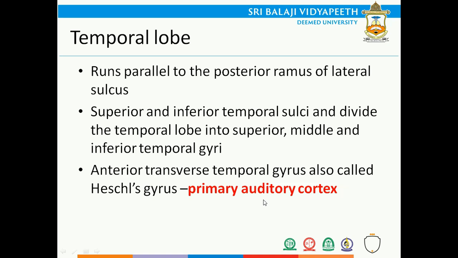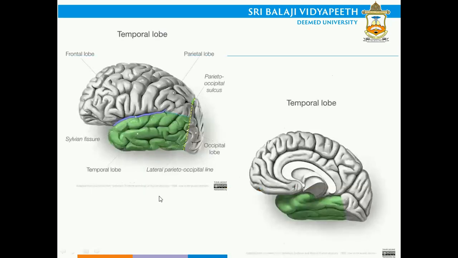This can be asked as an MCQ or a fill in the blank question, a 1 mark question. So which transverse temporal gyrus is responsible for auditory functions? That is called Heschl's gyrus. This is the temporal lobe colored in green, differentiating the frontal, parietal, occipital and temporal lobes. And this is the extension of the temporal lobe on the medial side.